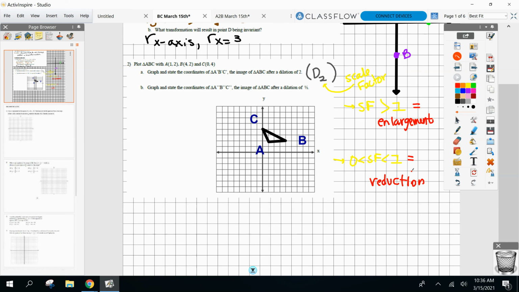Is it possible to have a negative scale factor? Yes. If we have time, I'll explain what happens if you have a negative one.